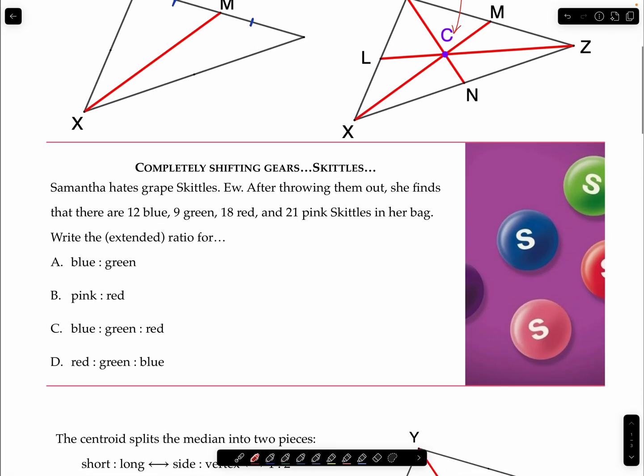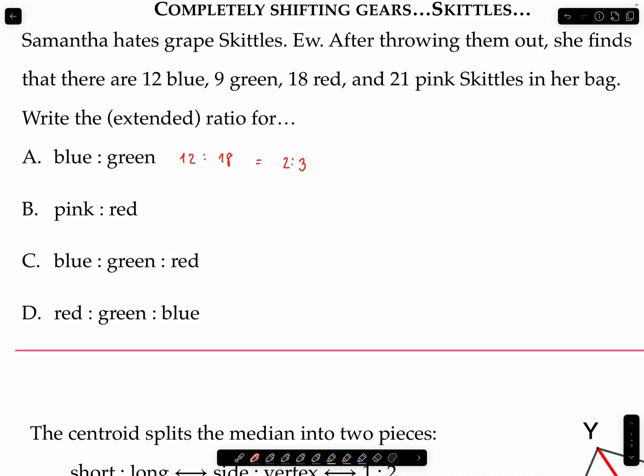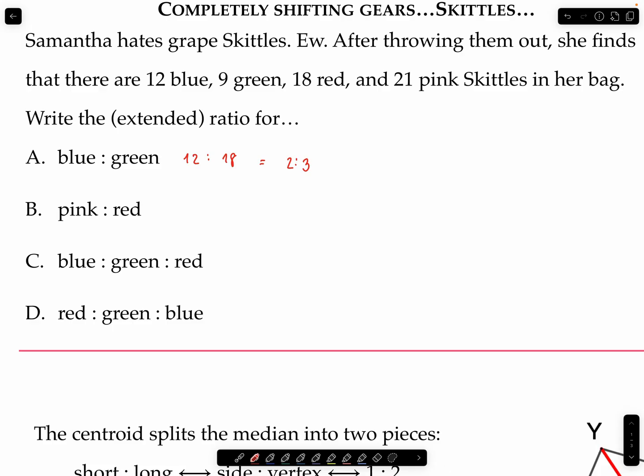Now, sort of completely shifting gears, let's talk about Skittles. So Samantha hates grape Skittles. Ew. After throwing them out, she finds that there are 12 blue, 9 green, 18 red, and 21 pink Skittles in her bag. Write the extended ratio 4. So extended ratios are just fractions, like you're comparing quantities. So the ratio for blue to green is 12 to 18. But if we imagine this as a fraction, we can simplify 12 to 18 into 2 to 3, which is to say that for every 2 blue Skittles, we have 3 green.